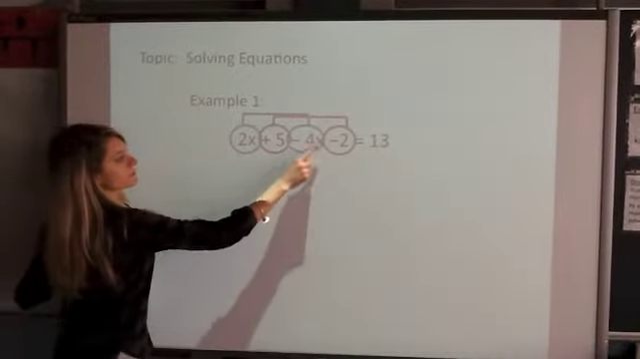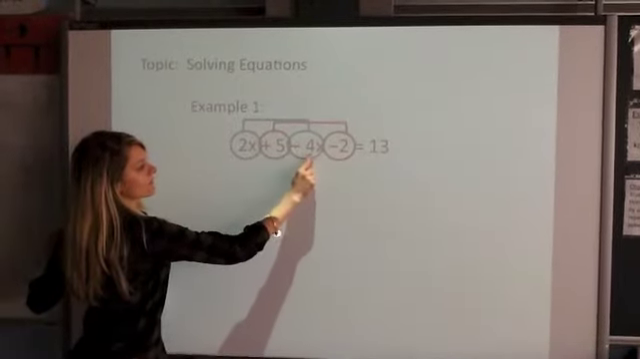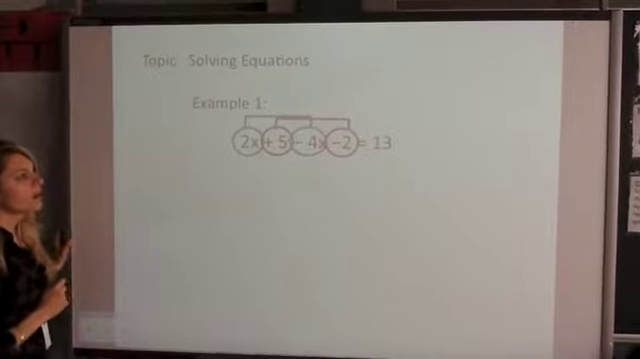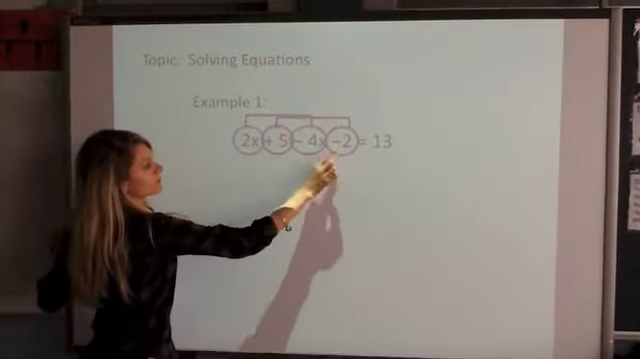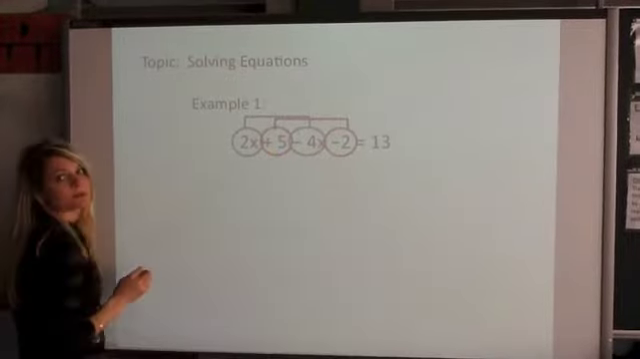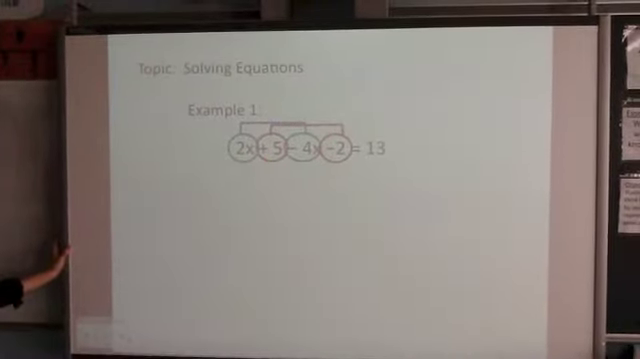And as you see, I put my circle around the negative sign in front of 4x, so we want to make sure we do that. We take the sign that's in front of the term. And then we have 5 minus 2. 5 and minus 2 are like terms because they're both numbers, and they don't have a variable.